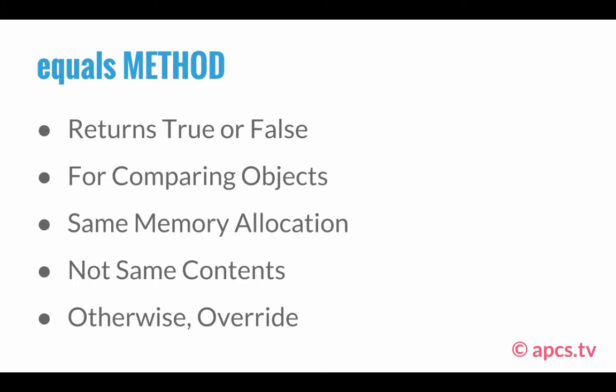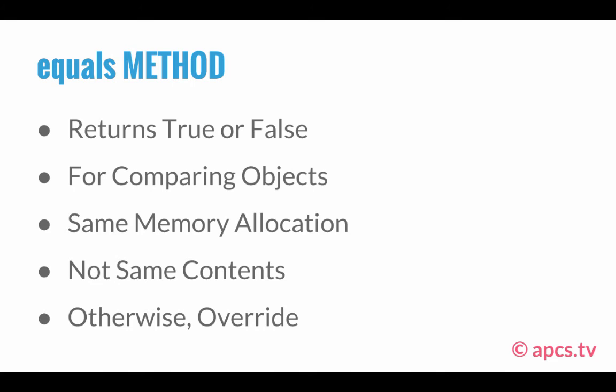Okay, so next let's take a look at the equals method. The equals method is used to compare objects, and it returns true or false. We've been looking at all these different operators, greater than, less than, greater than or equal to, and they also return true or false, but they've been used to compare the primitive types. The equals method is used to compare objects. For this method to return true, which means two objects are equivalent, they need to have the same memory allocation.